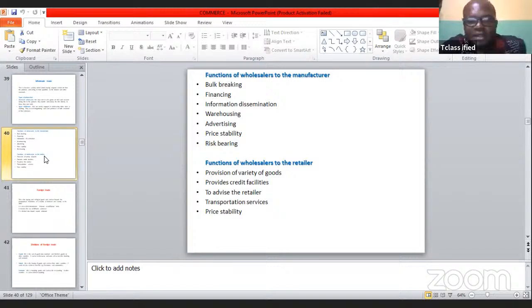Now, functions of wholesalers to the retailers: provision of variety of goods. They are able to provide different kinds of goods closer to the retailer. They provide credit facilities. They advise the retailer. They do what we call transportation services from the manufacturer to the retailer, and they also ensure price stability for the retailer, in that they have bulk of those products and they can sell at the same price over a long period of time.